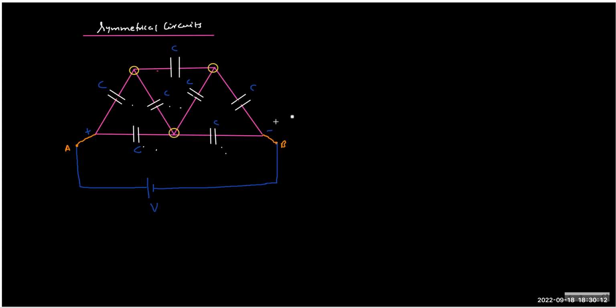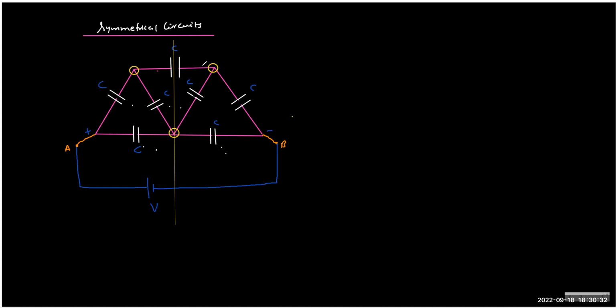You can also see a line of symmetry, which is prevailing exactly on this line. The line of symmetry is not a geometrical line of symmetry; rather, we call it an electrical line of symmetry, because it will divide the circuit into 2 halves.